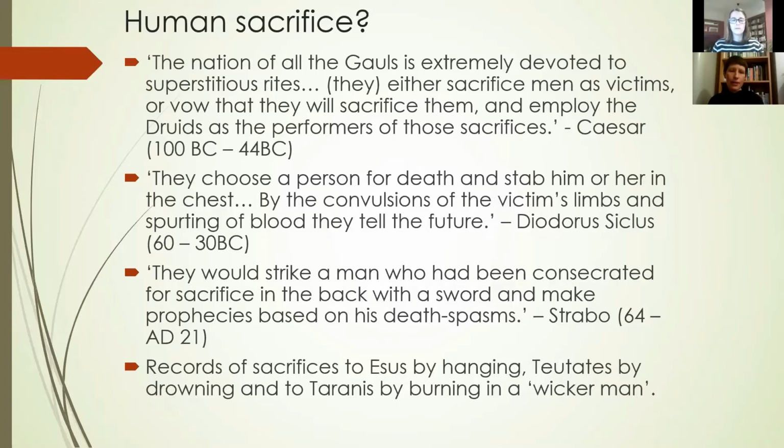And there are records of sacrifices to some of the Gaulish deities, including to Esus by hanging, Tritatis by drowning in a vat, and to Tyrannus by burning in a wicker man. And those of you who've seen the Wicker Man film will be familiar with this image.